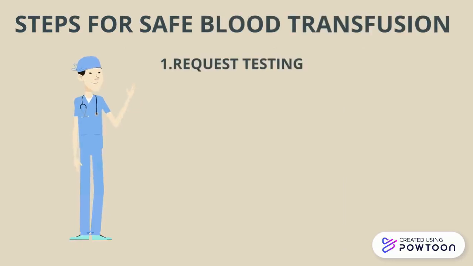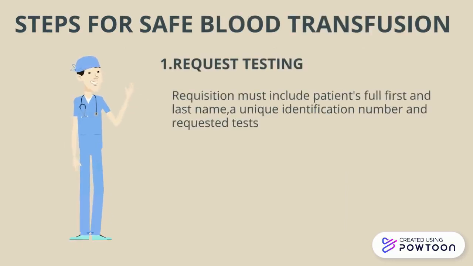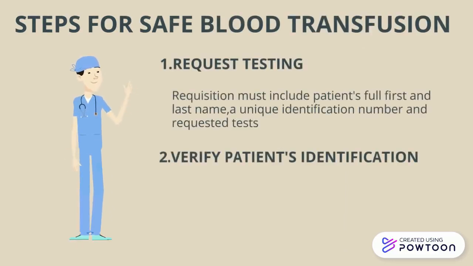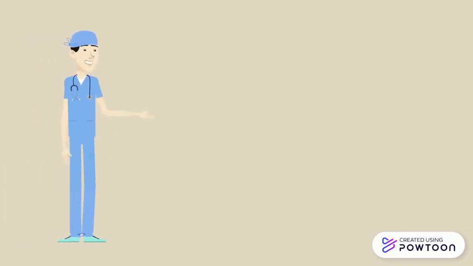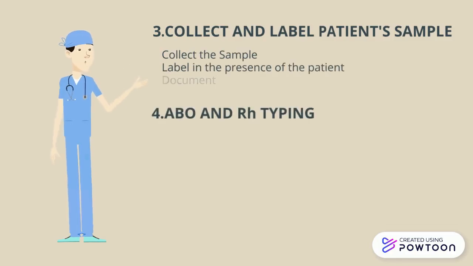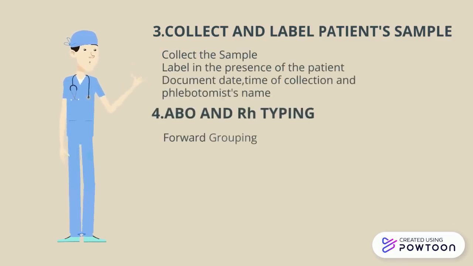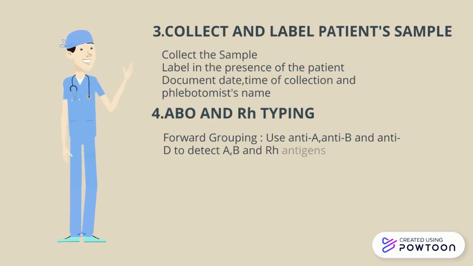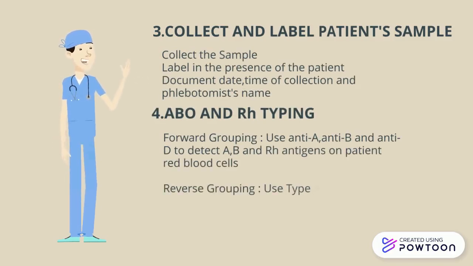Steps for safe blood transfusion. The first step is request testing. In this case, we must include the patient's full name, that means the first name and last name, a unique identification number, and the requested test. The second step is to verify the patient's identification. The third step is to collect and label the patient's sample. Here we collect the sample and label it in the presence of the patient. And we include information like document date, time of collection, and phlebotomist's name.